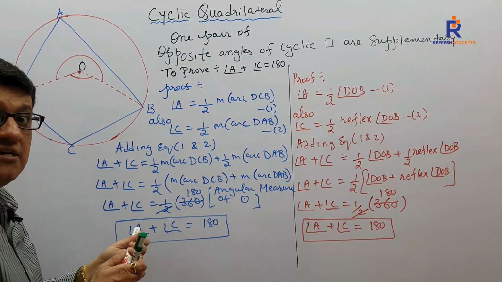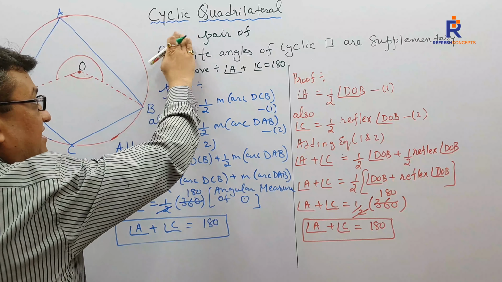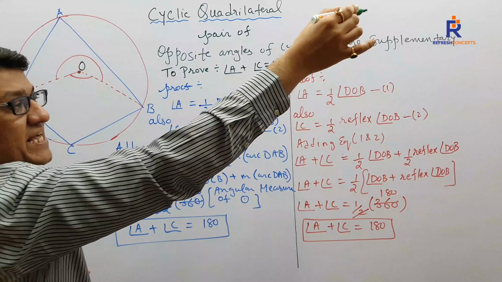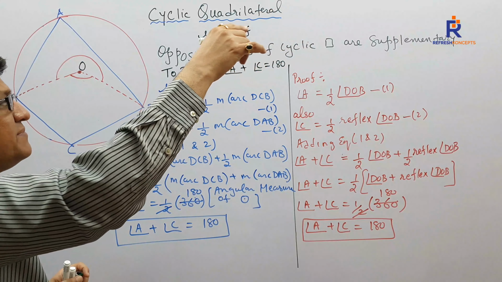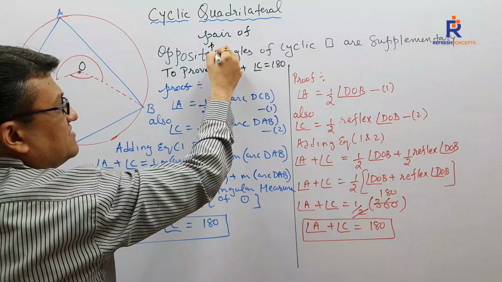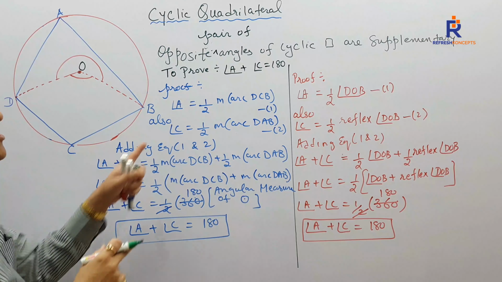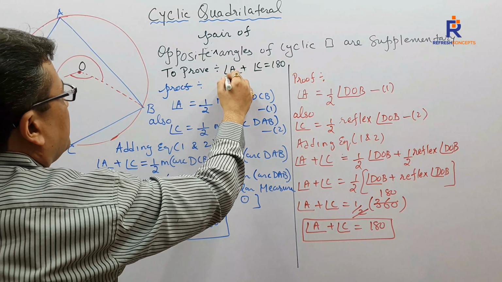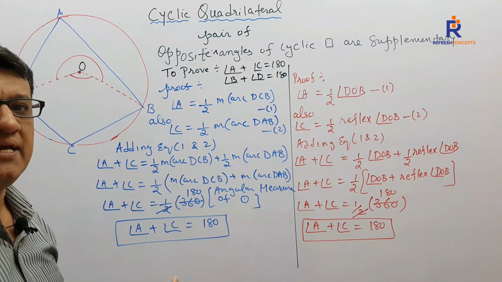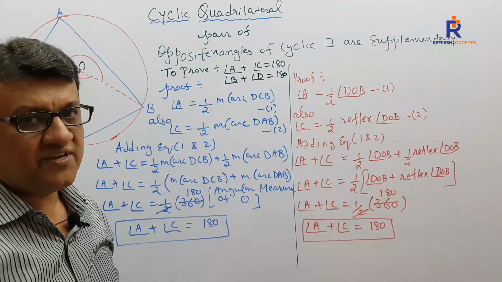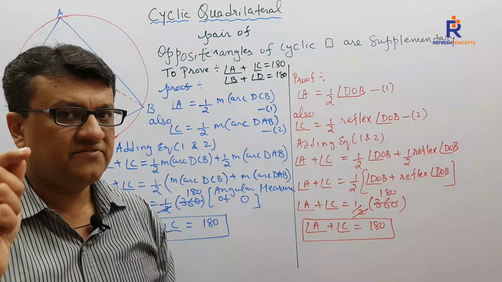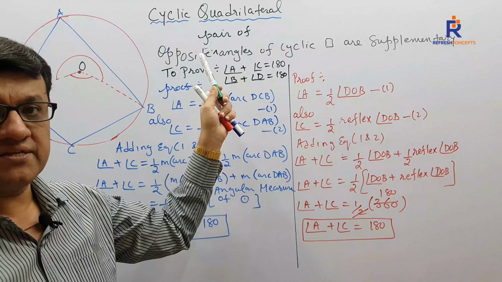For those who are thinking it's only one pair, let me correct myself. It is always written as: opposite pairs of angles of a cyclic quadrilateral are supplementary. So you can say A plus C is 180. At the same time, you can always say B plus D is also 180. Though we haven't proved it, similarly we can prove B plus D is also 180. Very, very important property of a cyclic quadrilateral.